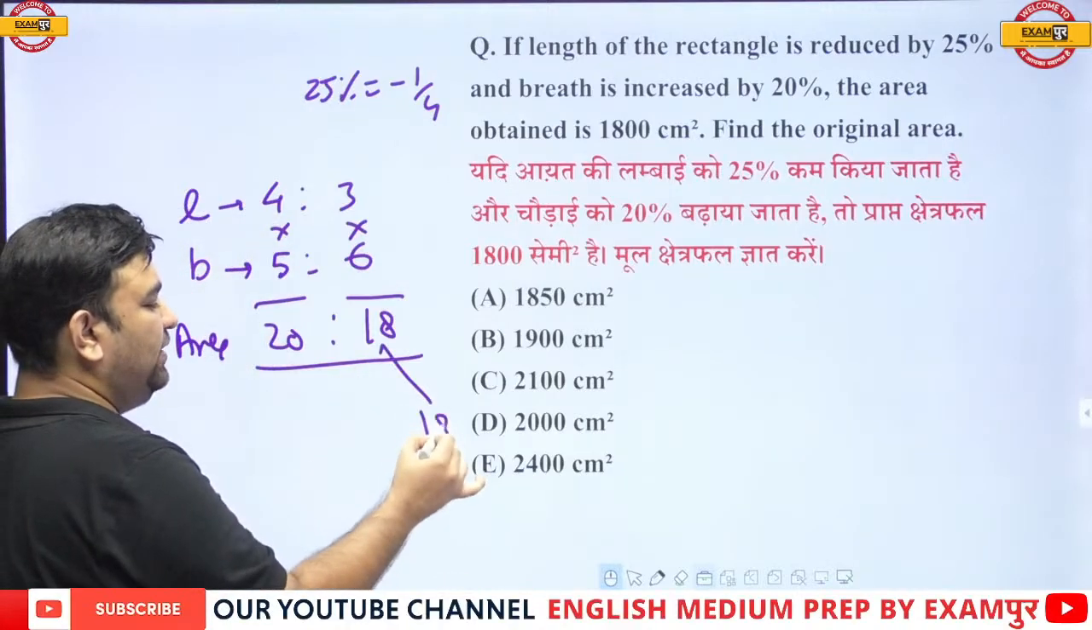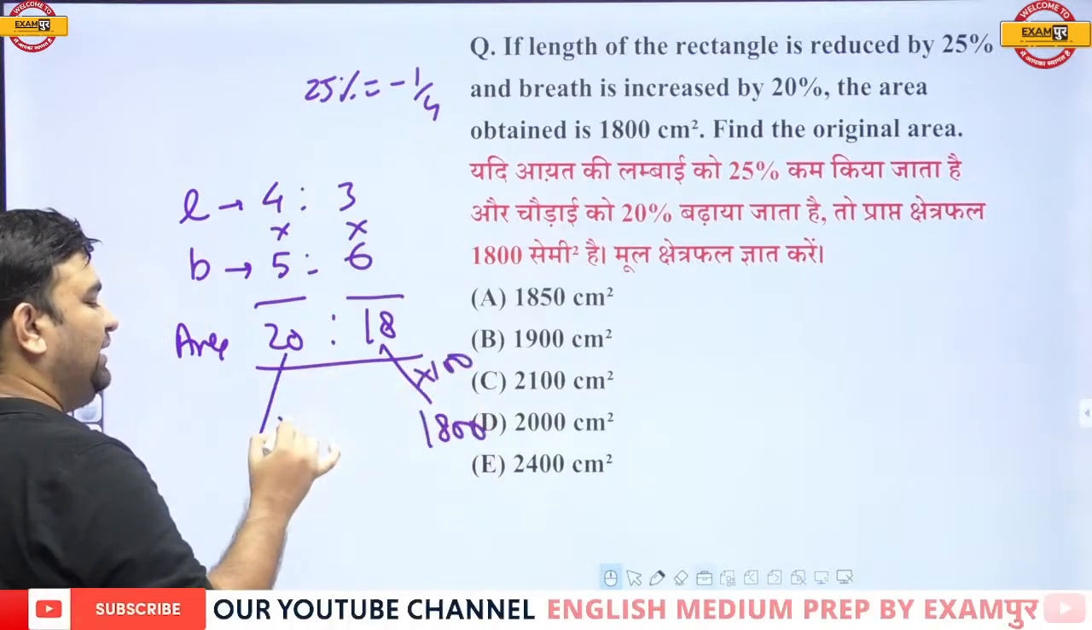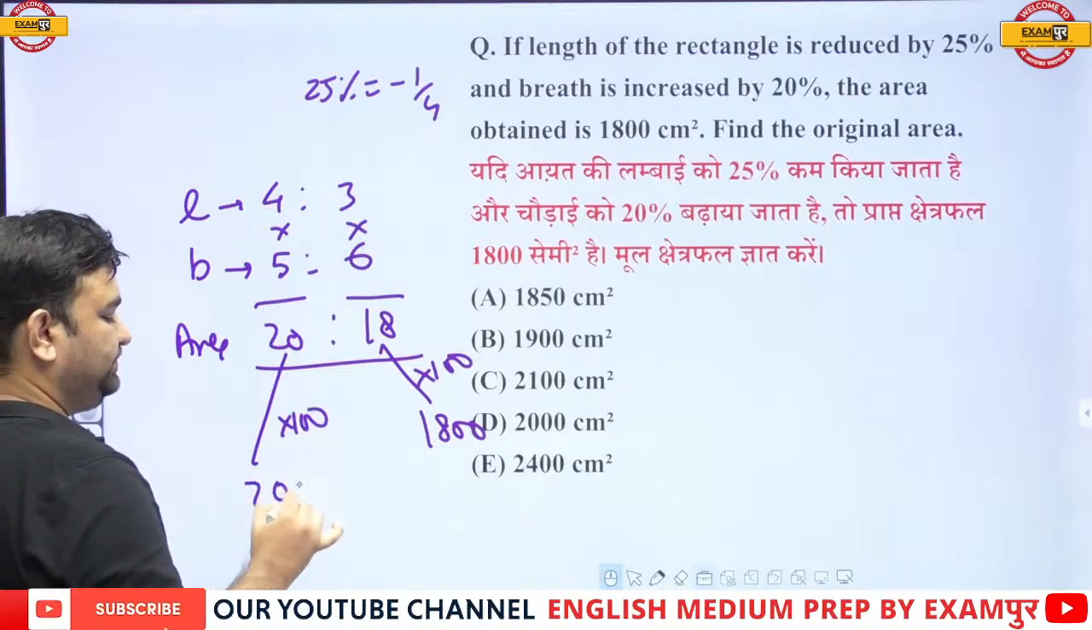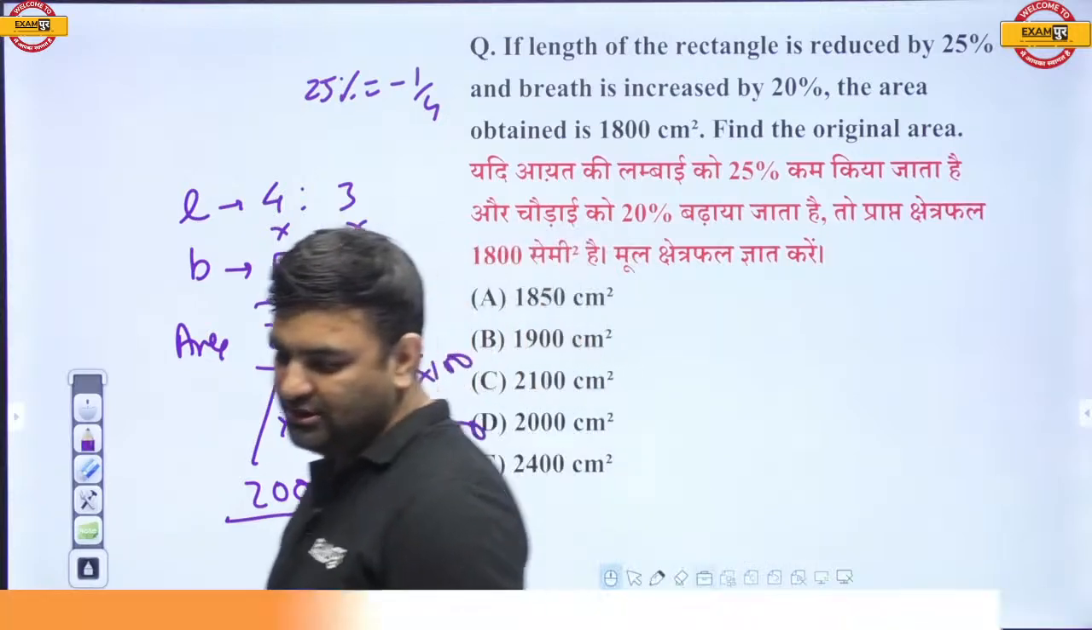Final area given as 1800. So initial area is going to be 2000.